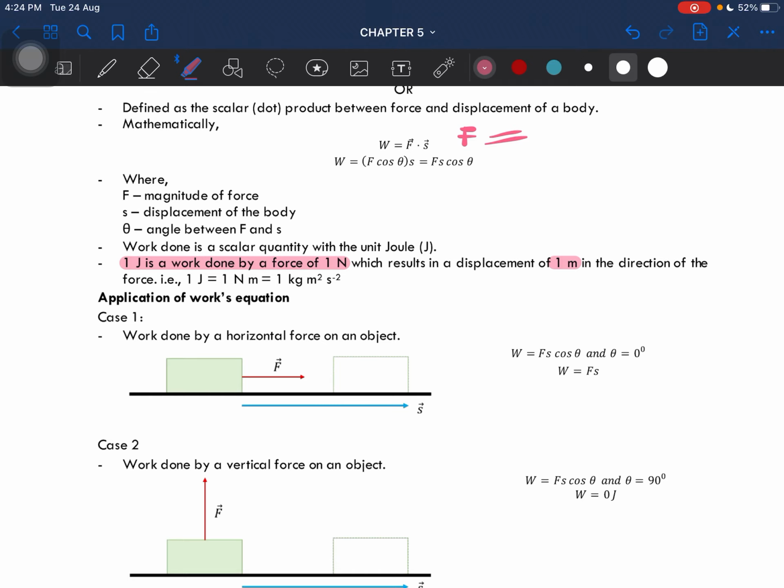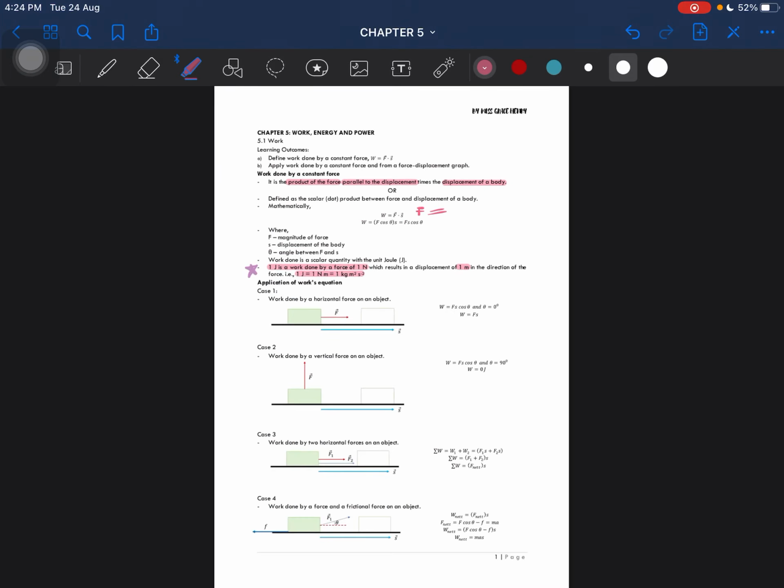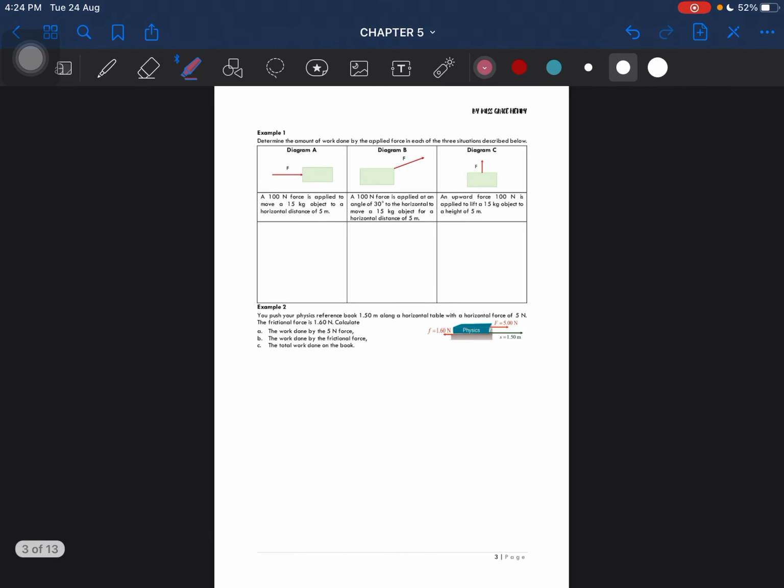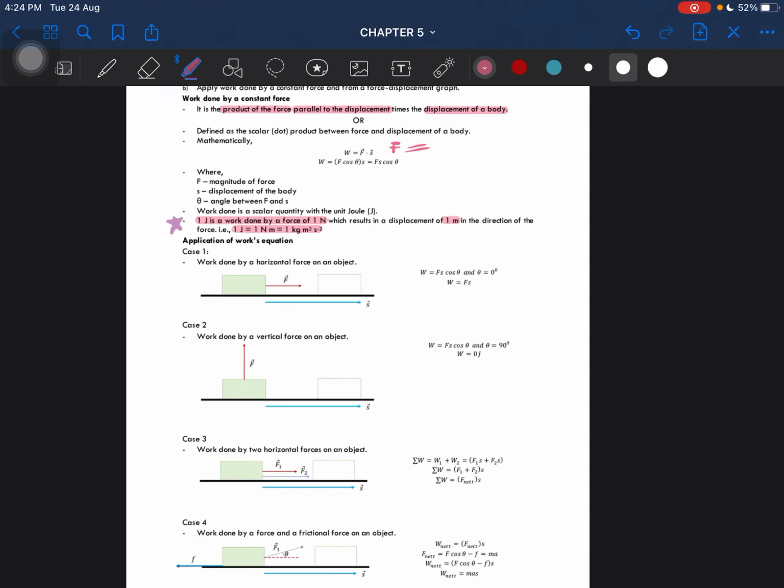Okay, sometimes they would ask you what does 1 joule means, so you have to be able to explain that. So you kind of have to memorize this. Okay, so 1 joule is equal to 1 Newton meter, also equal to 1 kilogram meter square per second square. Alright, we'll go into examples later.